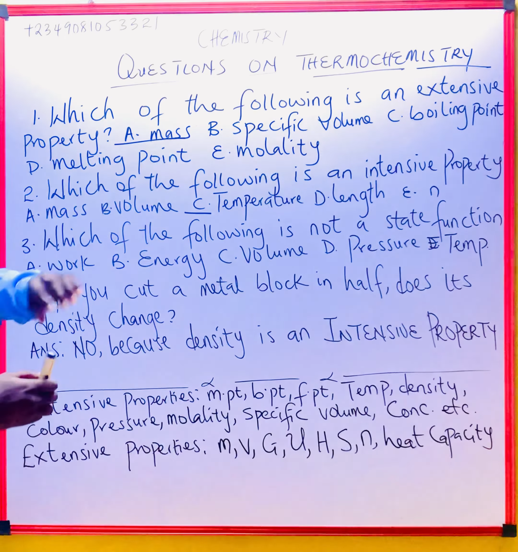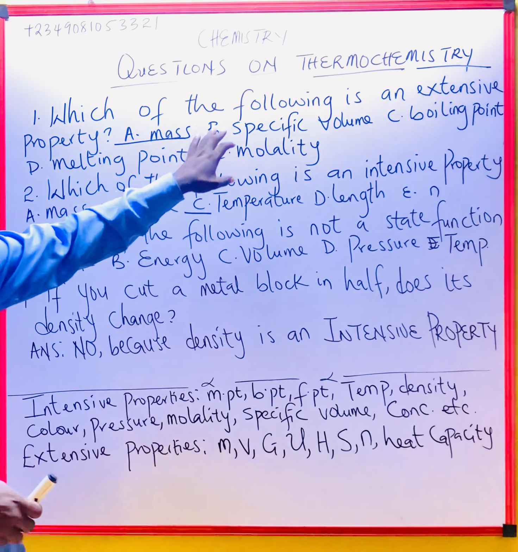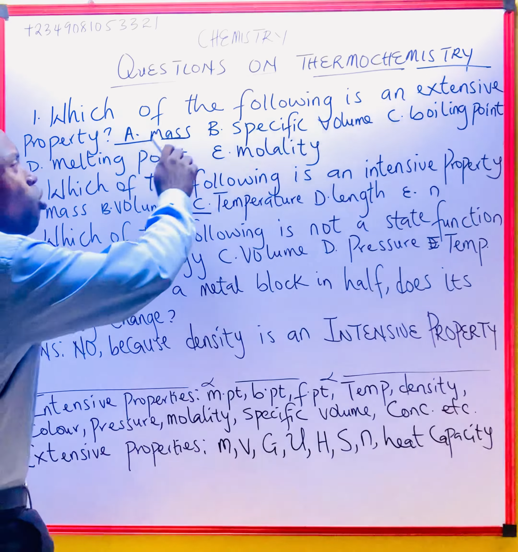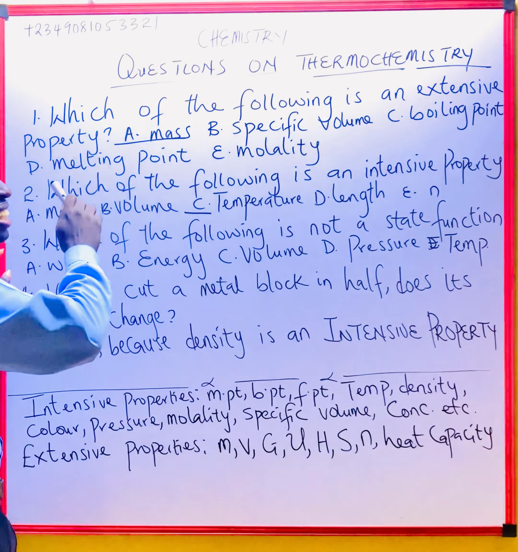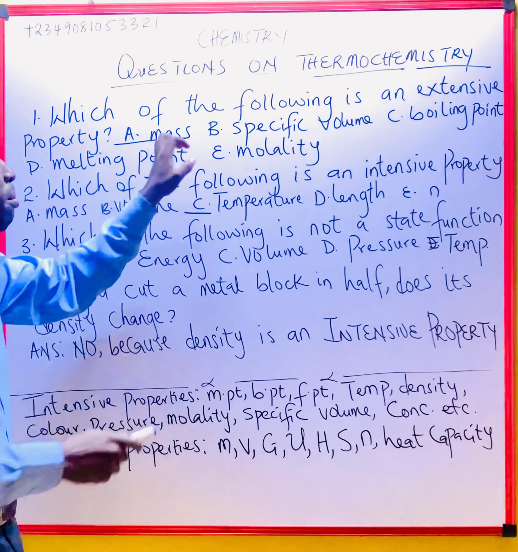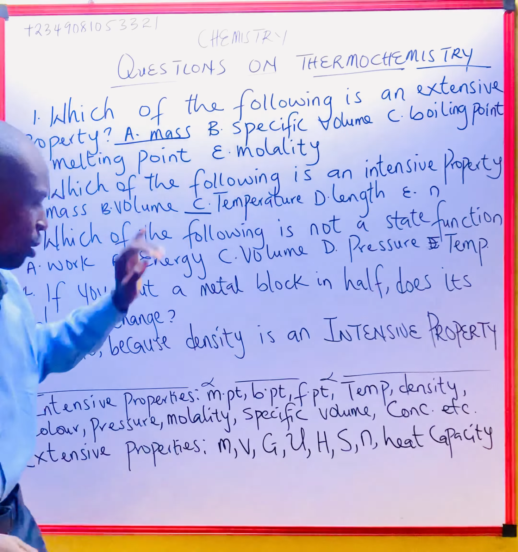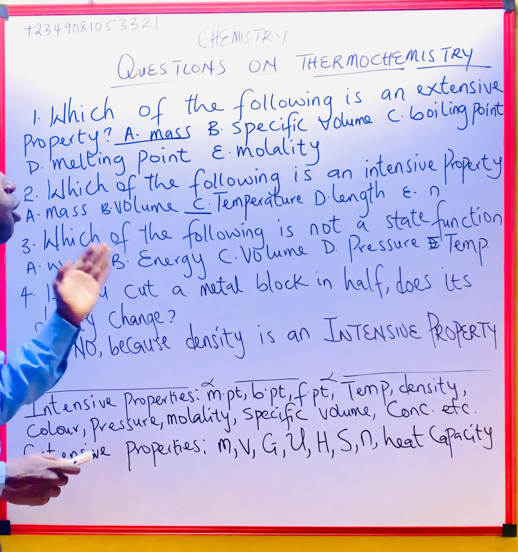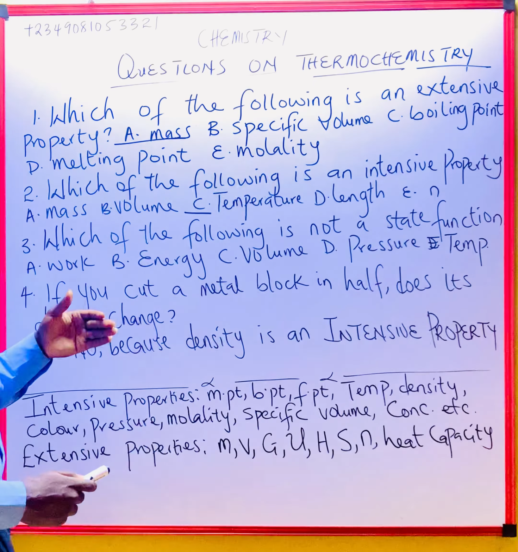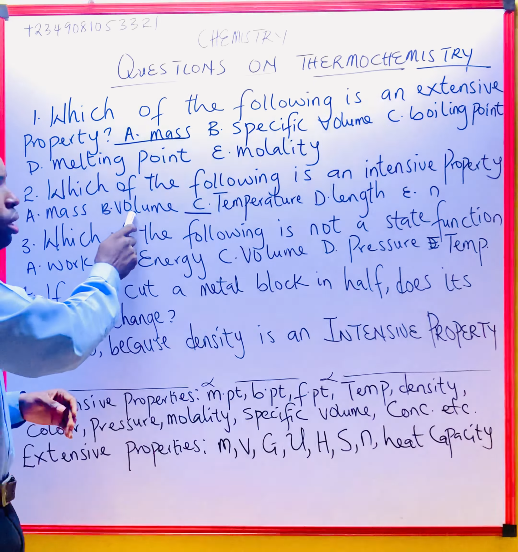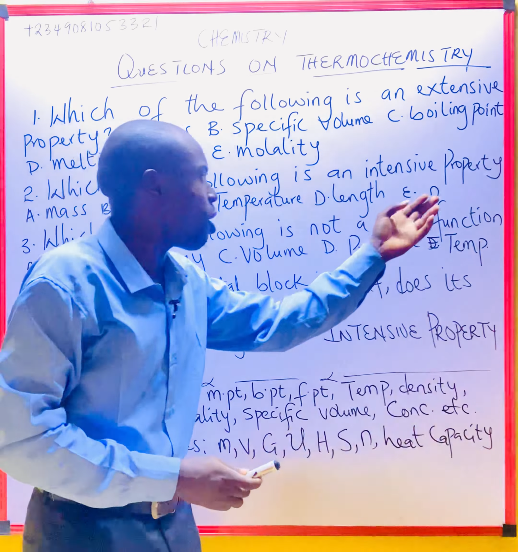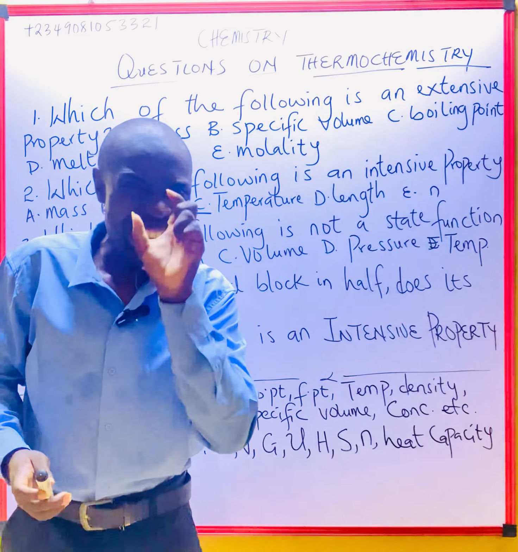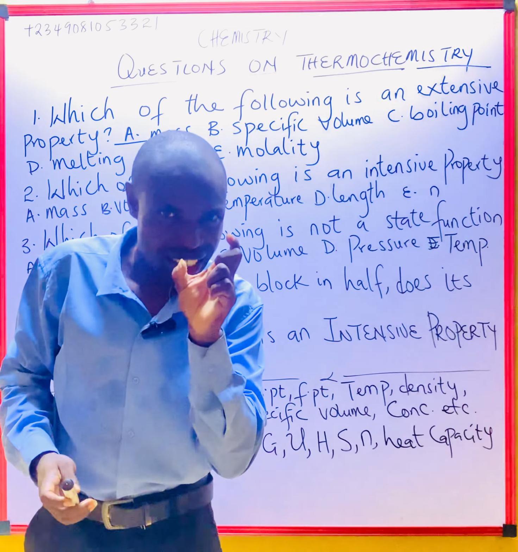Which of the following is an extensive property? We have mass, specific volume, boiling point, melting point, molality. All of them here are intensive except mass. Mass is an extensive property from what I did here just now. Number two says, which of the following is an intensive property? Mass, volume, temperature, length, number of moles. Take note, temperature is the intensive property.